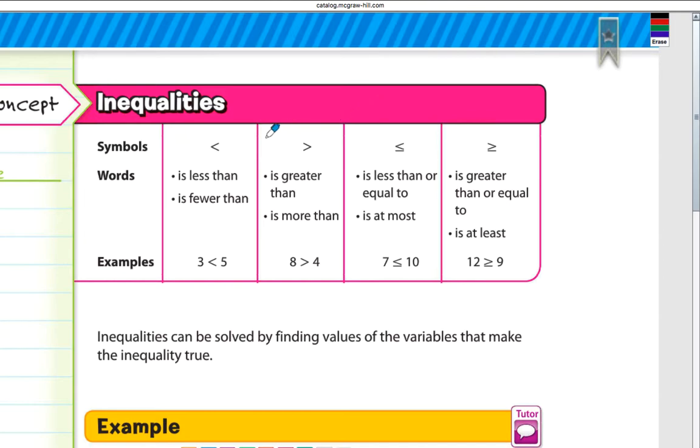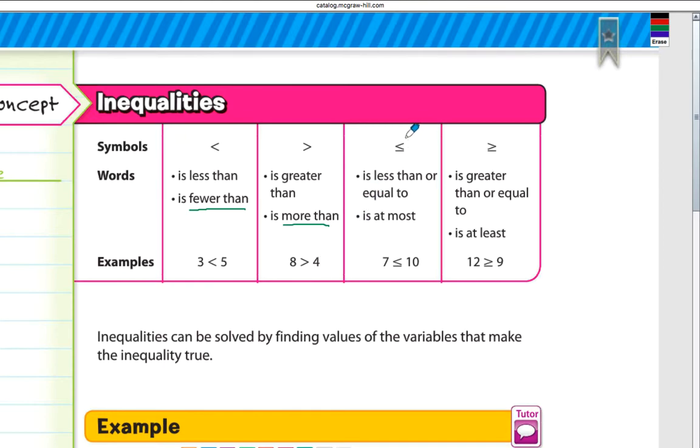So looking at the chart, in the first column, we have our typical less than symbol. Less than can also be said as fewer than. And our example here, 3 is less than 5, or 3 is fewer than 5. In the second column, we have greater than. It can also be said with the words more than. So our example, 8 is more than 4.